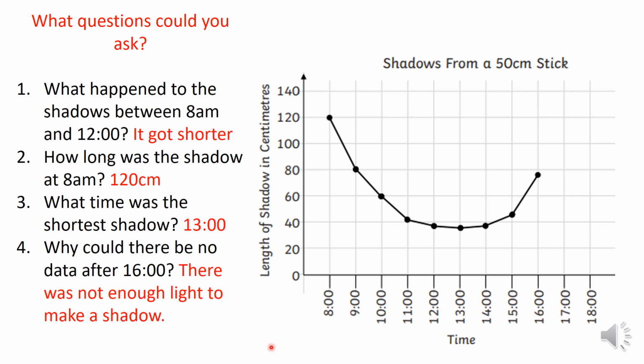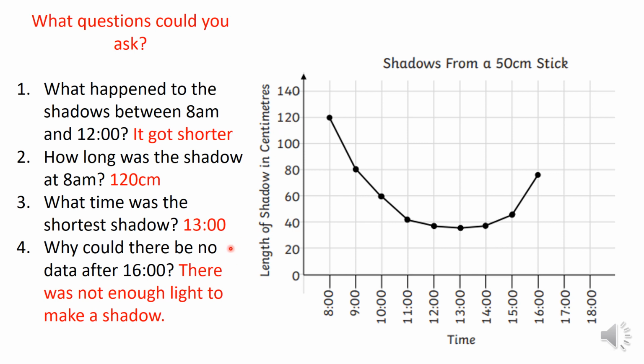So, question 1. What happened to the shadows between 8 AM and 12? Between 8 AM and 12, let's have a look here. Well, at 8 AM it was 120 centimetres, and at 12 o'clock it was 40 centimetres. Therefore, it got shorter. Question 2. How long was the shadow at 8 AM? I find 8 AM on my graph axis, and I go up and across. 120 centimetres.